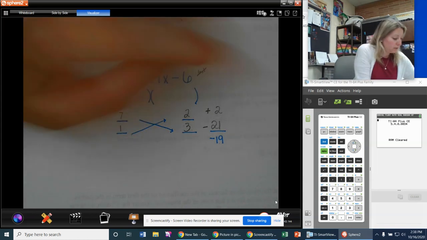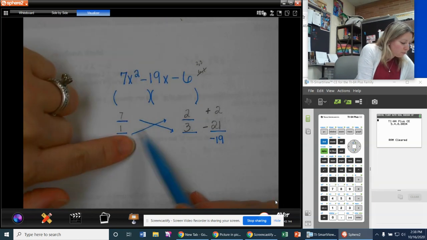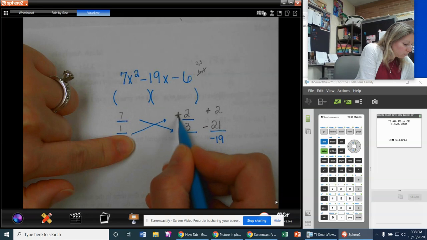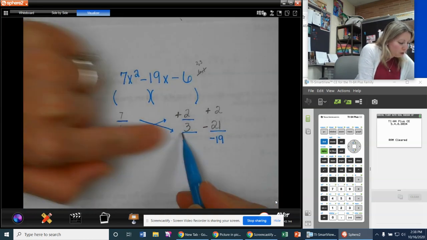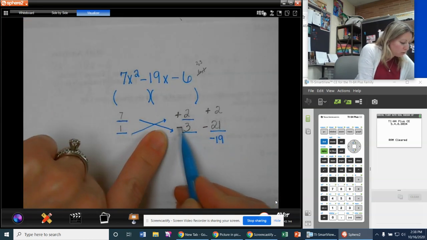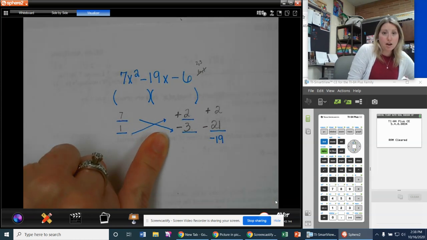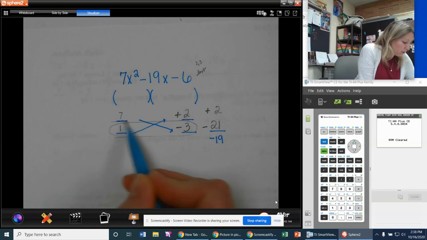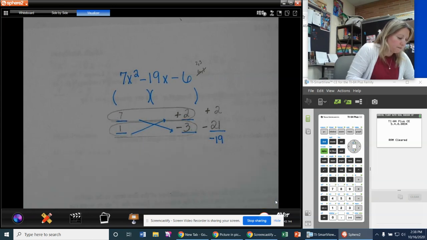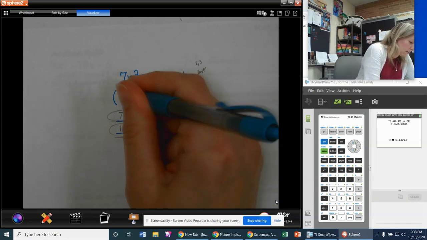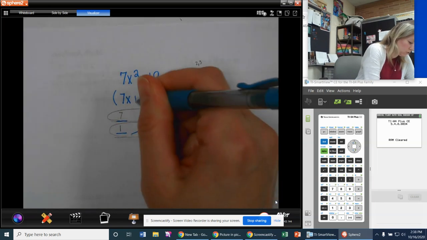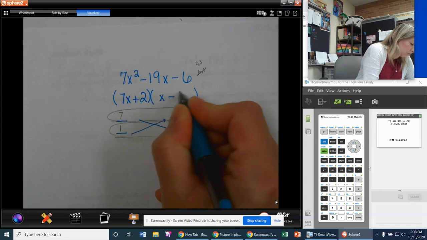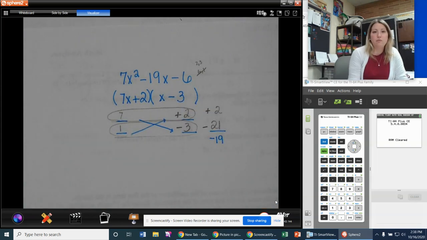So what I do is, since the 2 came from here, I scooch the sign over. Since the 21 came from here, I scooch that sign over to be in front of that 3. And now to finish, I fill my binomials from these straight across. Ready? It's 7x plus 2 and 1x minus 3. That's my final answer.